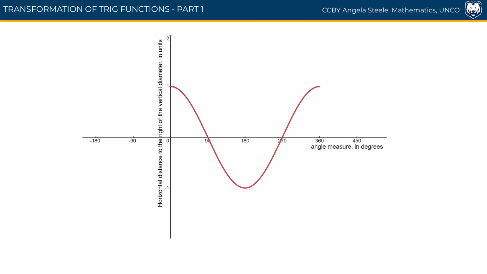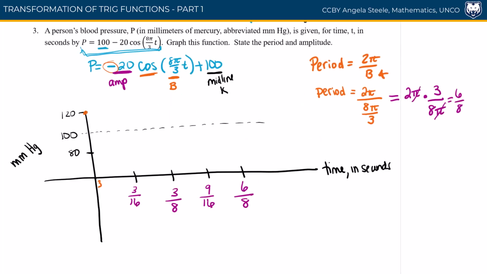So here's where I'm going to draw the ghost graph. So we're going to start up here. The next moment would be right here. The next moment would be down here. The 9/16 would be back at the 100. And then at 6/8 we're back at the 120. And so then we would draw our cosine function in right here.